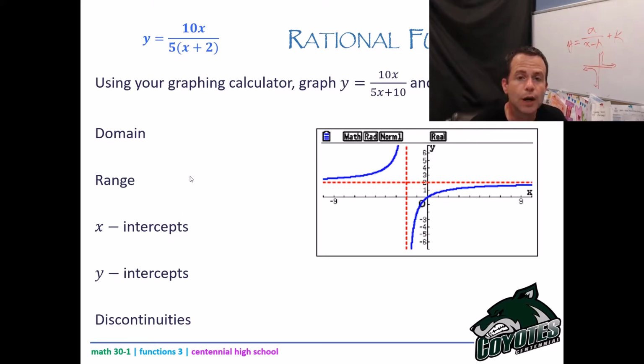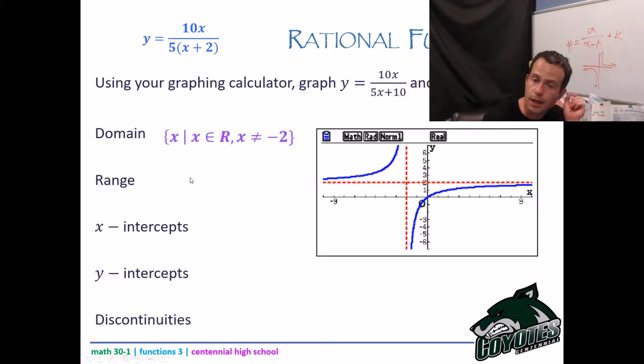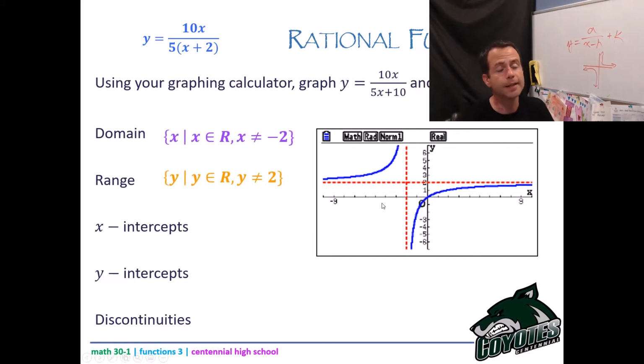And so I want to say, let's put the domain in. All the members of the reals except x can't equal -2. And then the range is all the members of the real except y can't be +2. Now, for x-intercepts, there is one, and it's at (0, 0). Okay, so now I can find the x-intercepts just based on the equation.